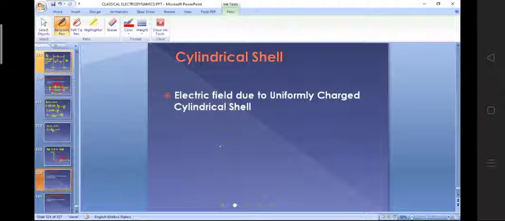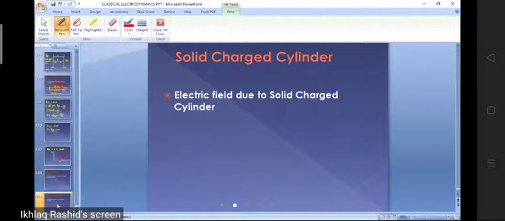Next question, what do we have? Electric field due to the uniformly charged cylindrical shell. Prior to that, there must be the solid charged cylinder, so let's do this first of all. Electric field due to solid charged cylinder. Let's do this example first of all.